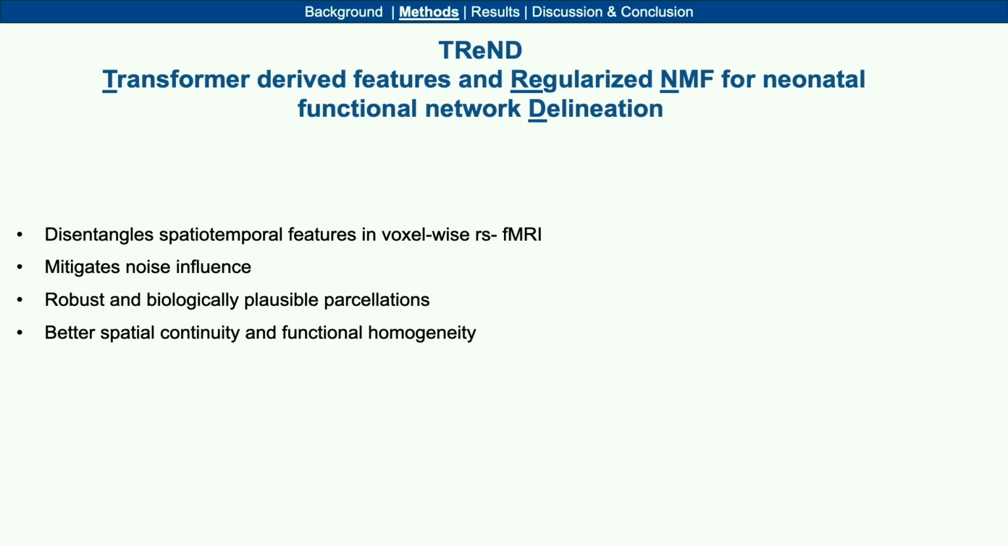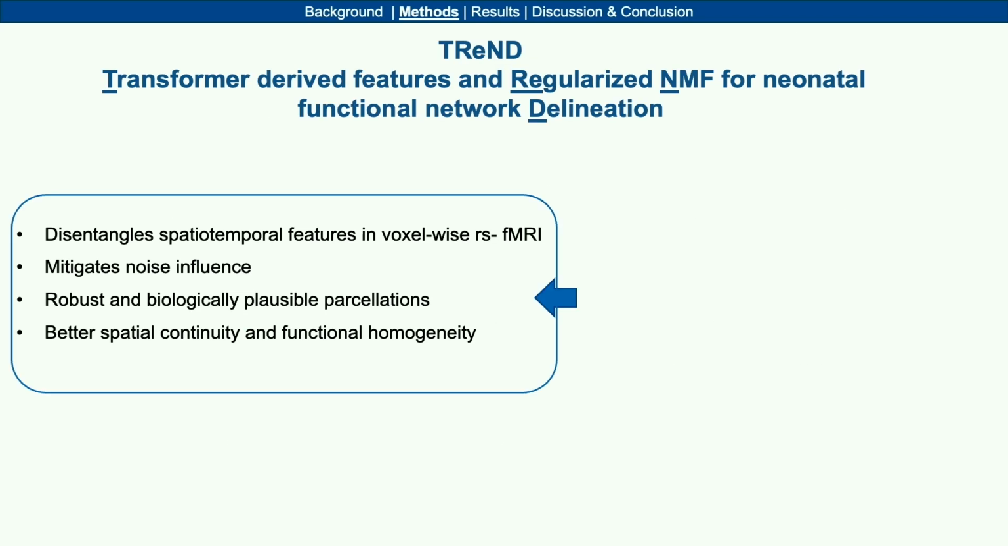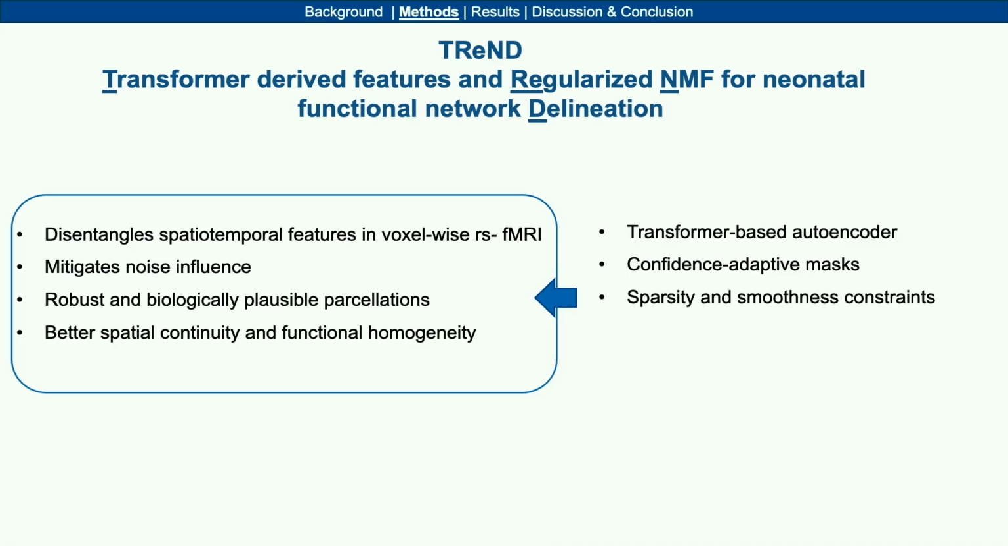So, here are the 4 major action items when carrying out a robust parcellation. TReND integrates several key innovations to address each, starting with the transformer-based autoencoder for capturing temporal features, which is combined with a confidence-adapting mask for mitigating noise interference, regularized NMF for clustering with sparsity and smoothness, and finally, validation on simulated data, dHCP and HCP-YA for generalizability of the method and producing parcels of better spatial continuity and functional homogeneity.